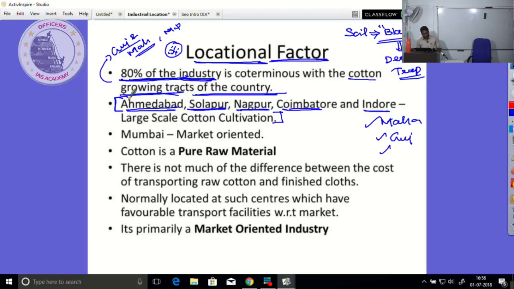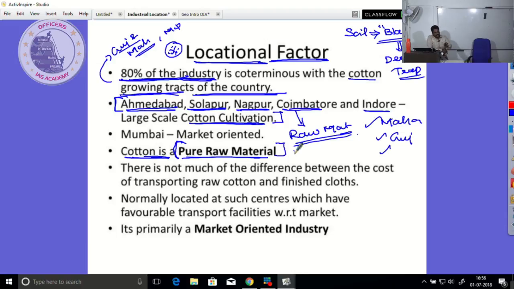All those industries located in these locations, Ahmedabad, Solapur, Nagpur, Coimbatore, are located near the cotton cultivation center. If that is the case, can I say these industries are more of raw material oriented industry? And one thing we should remember, what type of raw material is cotton? Cotton is a pure raw material. Anywhere between the place where cotton is grown and the place where the finished product is sold, the industries can be located logically.